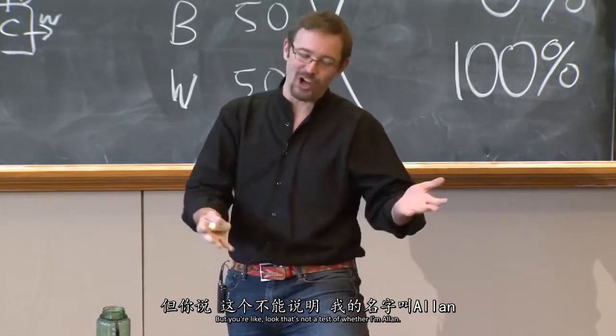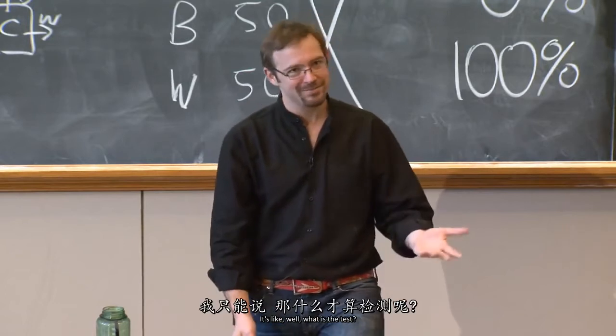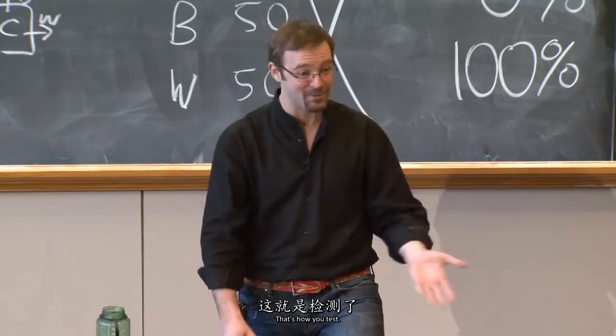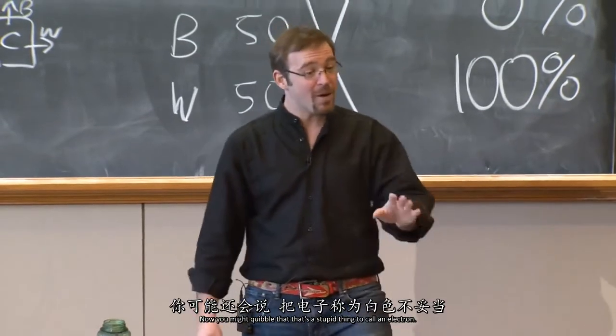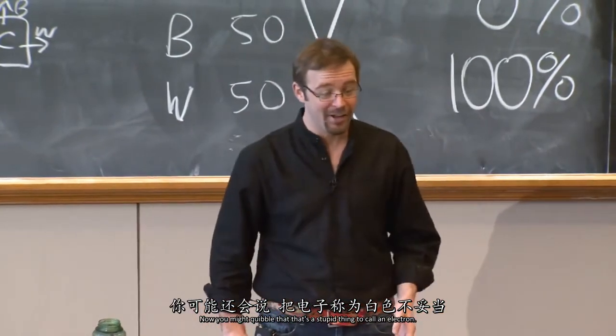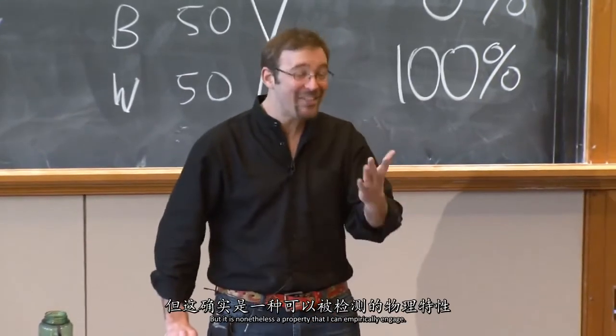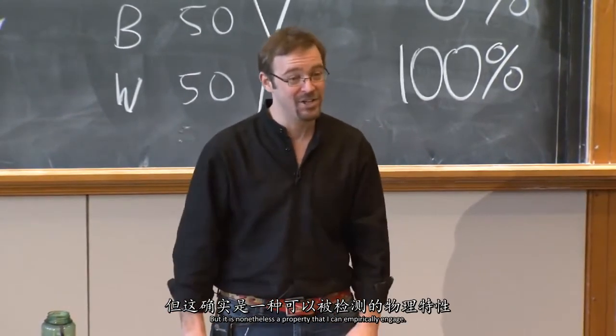Right? But you might say, well, look, that's not a test of whether I'm Alan. Well, what is a test of that? That's how you test. What's your name? I'm Alan. Oh, great, that's your name. So that's what I mean by white. Now, you might quibble that that's a stupid thing to call an electron, and I grant you that. But it is nonetheless a property that I can empirically engage.